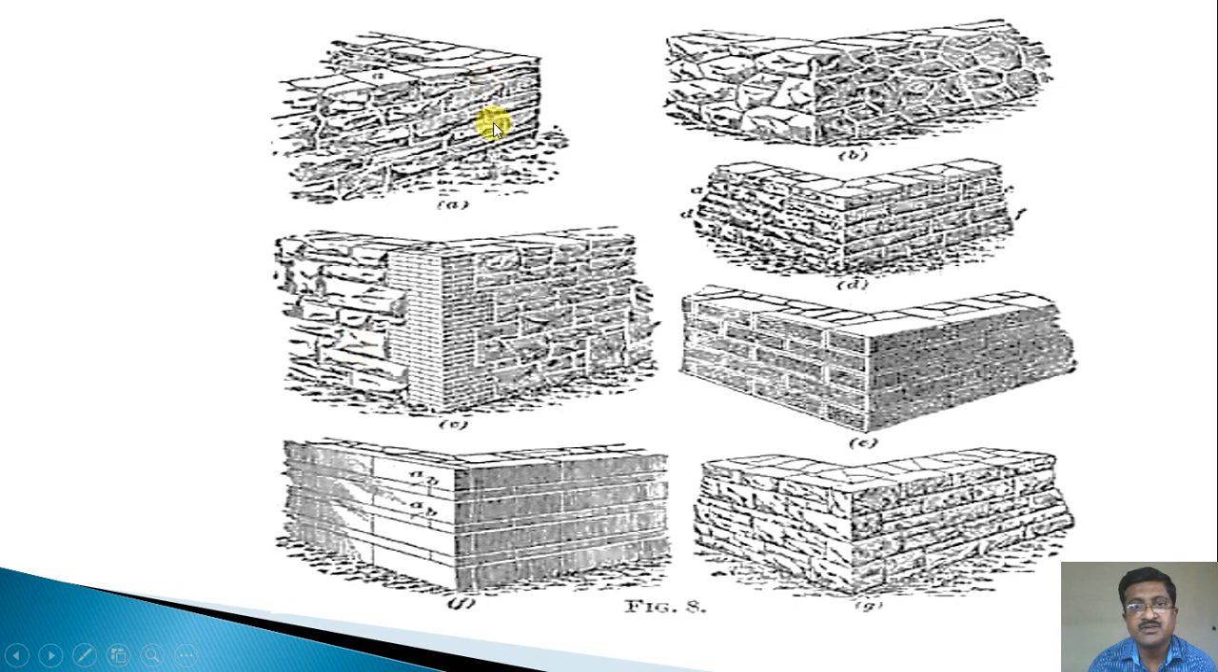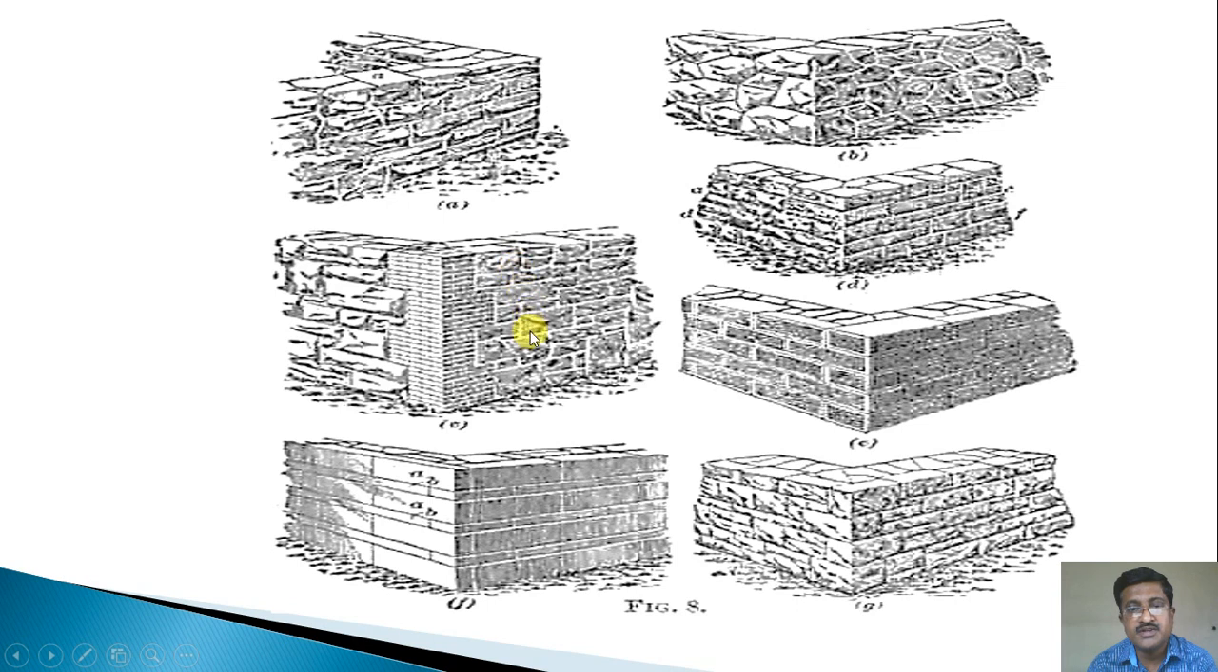When the courses are present in the masonry, it is called coursed rubble masonry, and when the courses are not present, or the stones are laid randomly, that is called uncoursed rubble masonry. Then, depending upon the finishing, whether it is ashlar masonry or rubble masonry, it is observed that there is breaking of the joints.